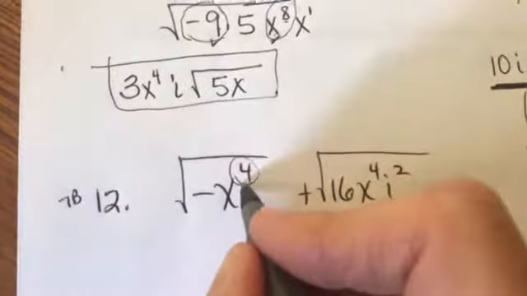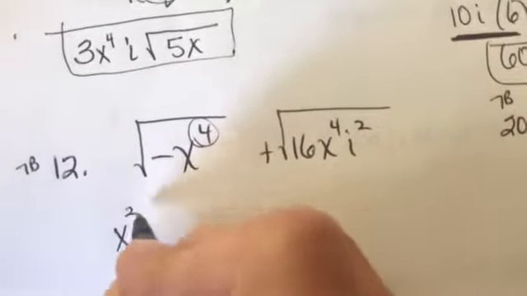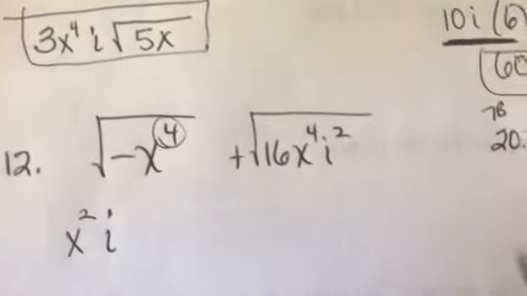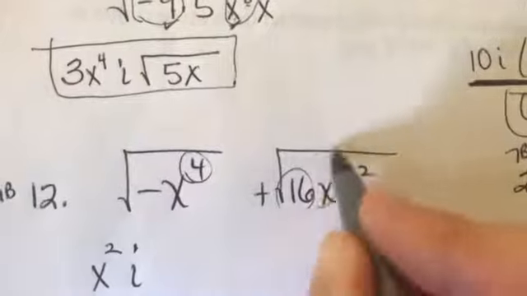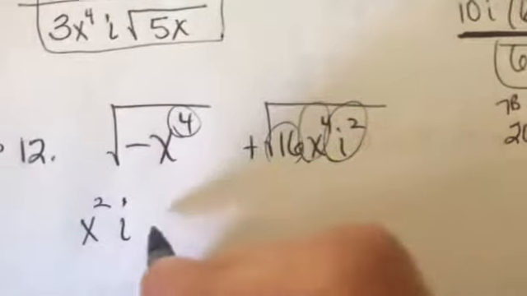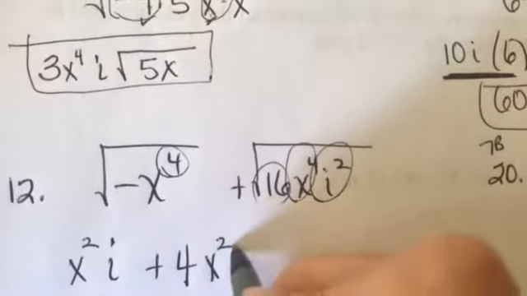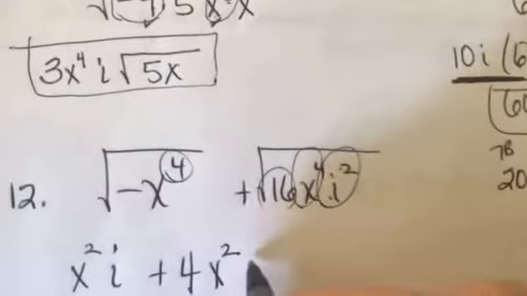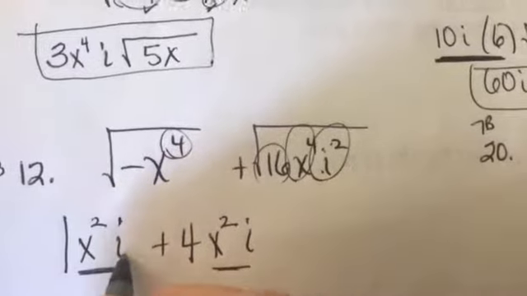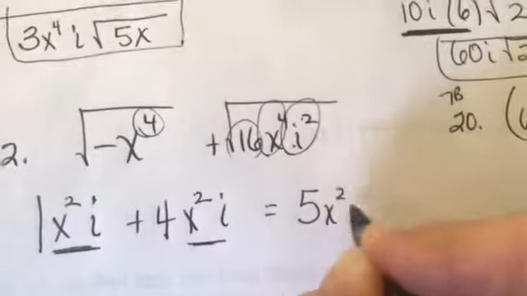Okay, even exponent, he's perfect. So if I take the square root of x to the 4th, it's x squared, but there's a negative under there, so I can pull that out and make it an i. This is perfect, this is perfect, this is perfect because they have even exponents. The square root of 16 is 4. The square root of x to the 4th is x to the 2nd. And the square root of i squared is just i. Notice these are like terms. I have 1 x squared i plus 4x squared i, which is 5x squared i.